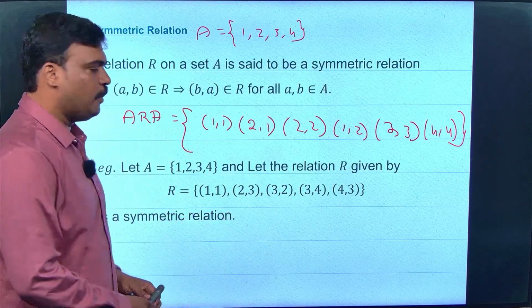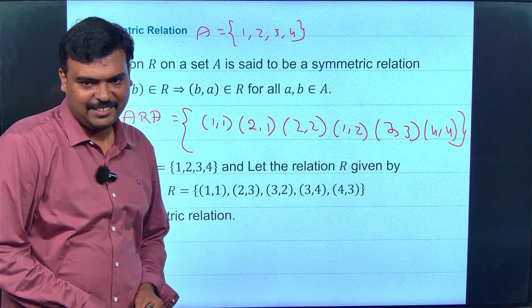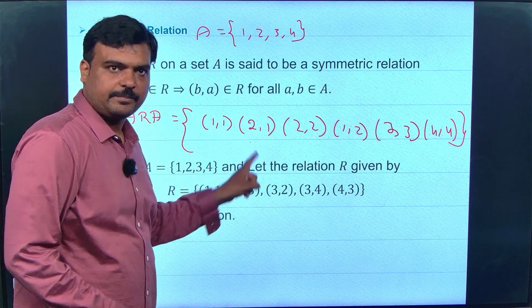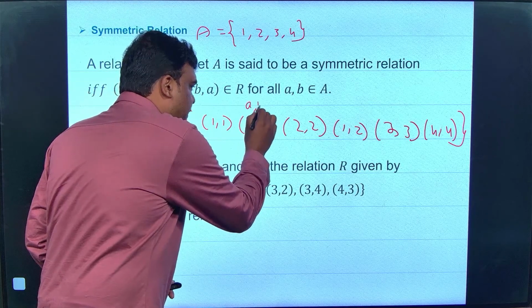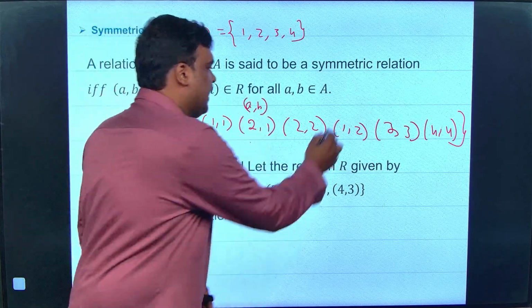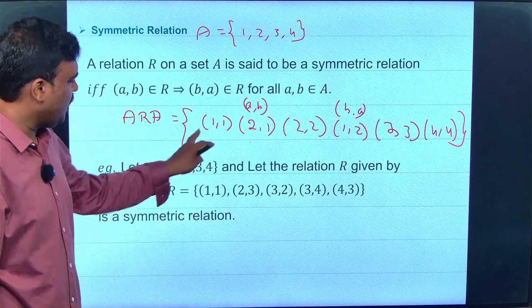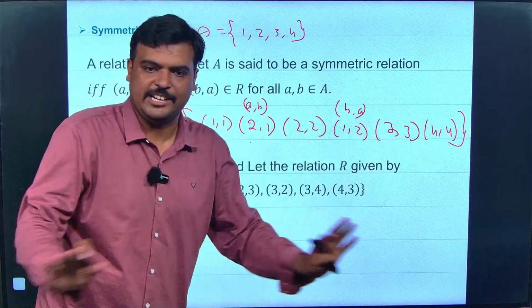Okay. Why is it symmetric? Sir, I have only one (A, B). Yes, only one (A, B), and for that I have (B, A). Sir, what about these? These are (A, A), so I need not worry about them.